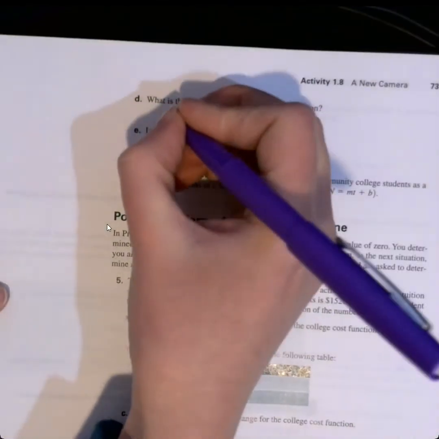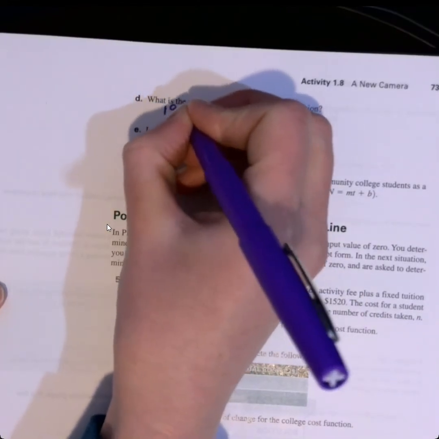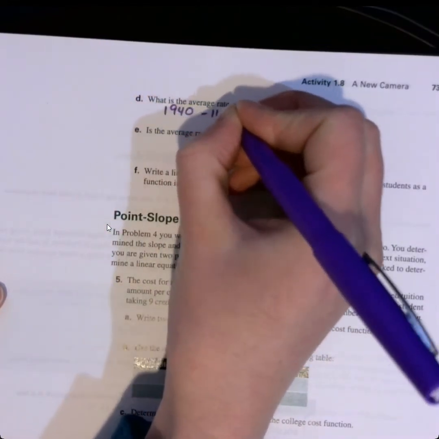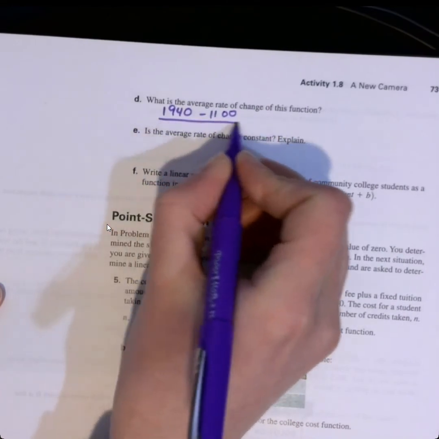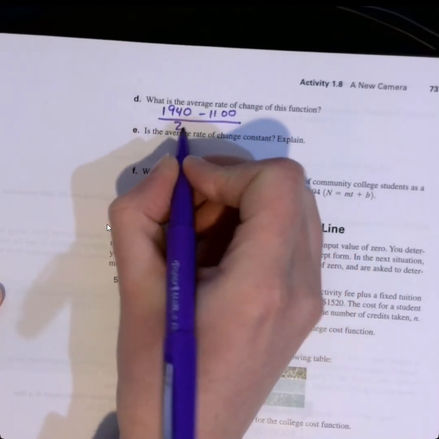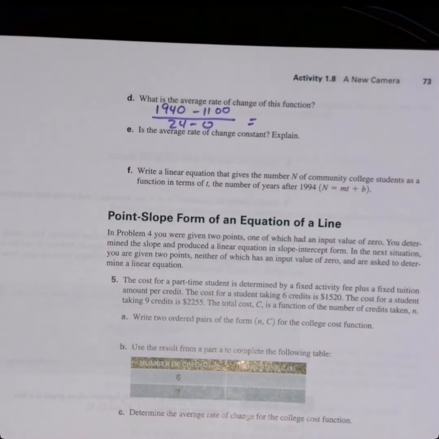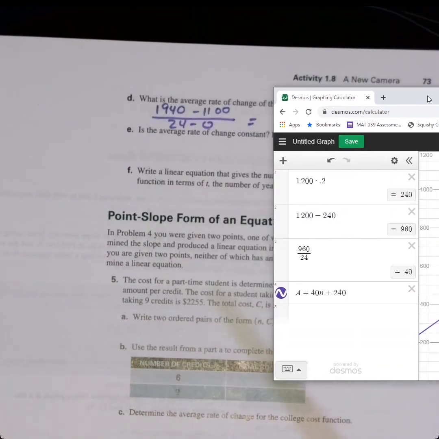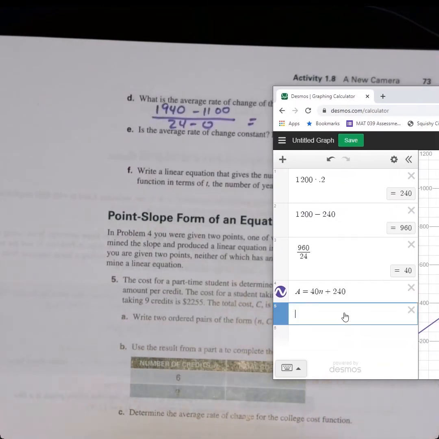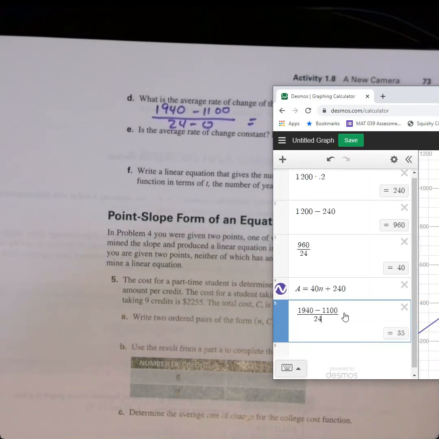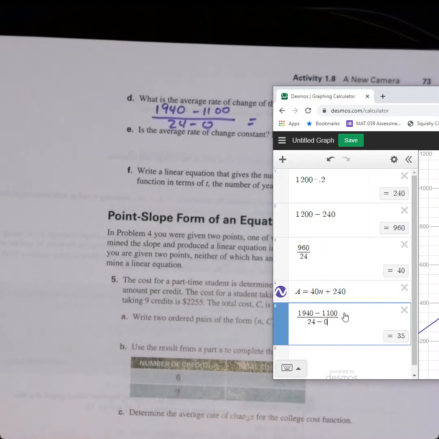Change in output. So our 1940 minus our 1100 over 24 minus 0. So change in output over change in input. Now I have my Desmos graph open, so I'm just going to compute that here. We can hit the fraction, the division key. It's going to pop our fraction up. We can just go ahead and type the entire quotient in. And we're desiring a decimal result anyway, or a whole number.